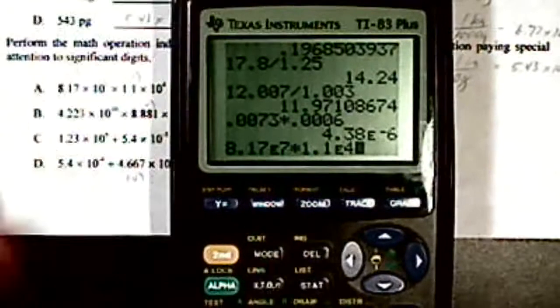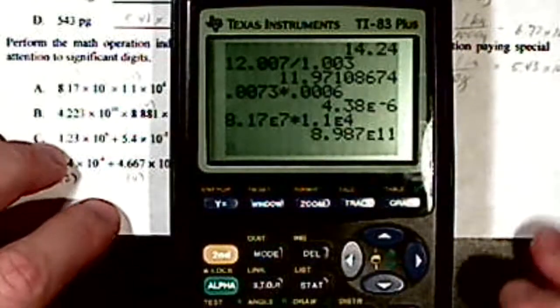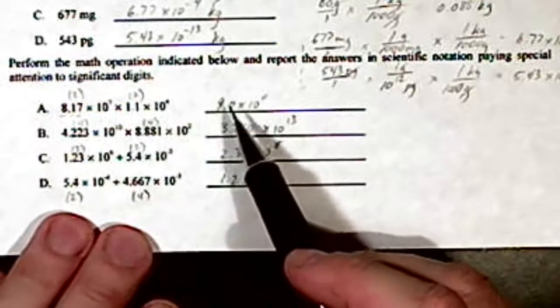Times 1.1 times 10 to the 4, and just to remind you, here's what that should look like when you're done. 8.987 times 10 to the 11, but we only have 2 significant digits in the 1.1, so we have to round that off to 9.0 times 10 to the 11.